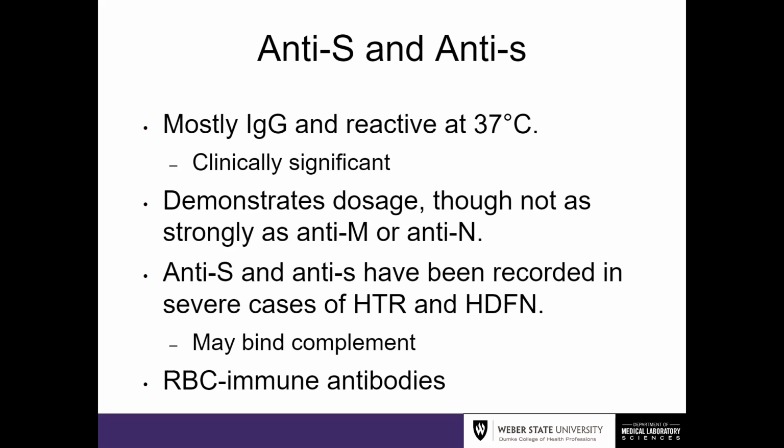The antigens on the red blood cell are close enough that if an antibody binds to those antigens, they could also bind complement, which would increase the severity of a reaction. Now, these are RBC immune antibodies, so we won't find these naturally occurring in people. We'll need to have an exposure to these antigens in order to form an antibody.